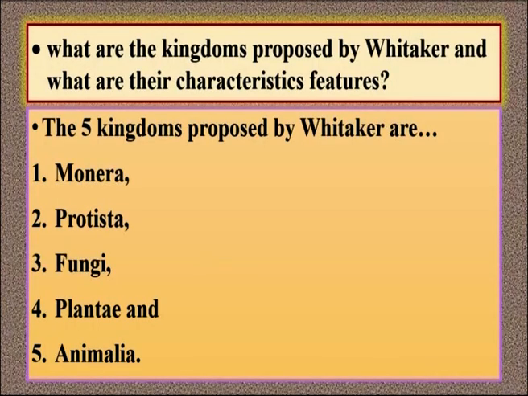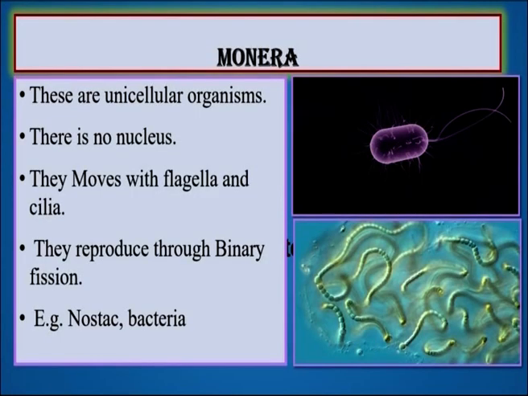What are the kingdoms proposed by Whittaker and what are their characteristic features? The 5 kingdoms proposed by Whittaker are Monera, Protista, Fungi, Plantae and Animalia. Now let us see the characters of Monera. These are unicellular organisms. There is no nucleus in their cell. They move with flagella and cilia. They reproduce through binary fission. Examples for Monera are nostoc and bacteria.